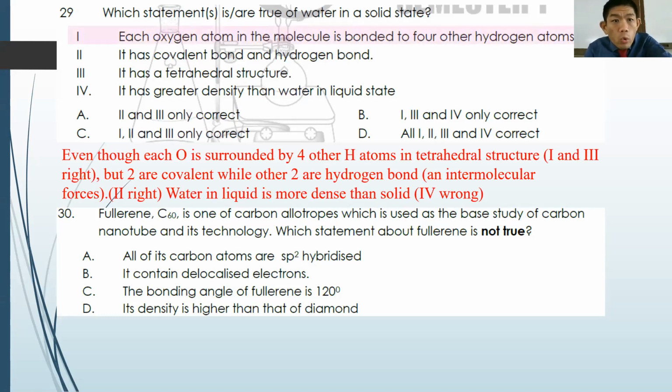Then number 2, it has a covalent bond and a hydrogen bond, which is actually correct because between hydrogen and oxygen, they are held by either covalent bond or hydrogen bond. Now number 3, it has a tetrahedral structure, which is also true because the way water is arranged in here, it is arranged in a tetrahedral structure. And finally, it has a greater density than water in liquid state, which is wrong because ice is less dense than water. So the best answer in here is 1, 2, and 3.